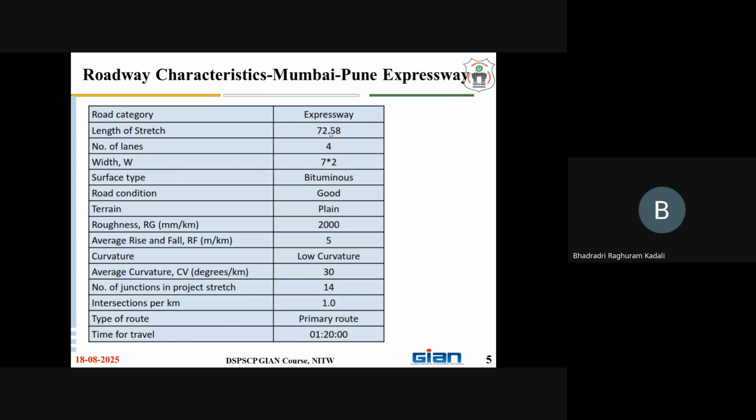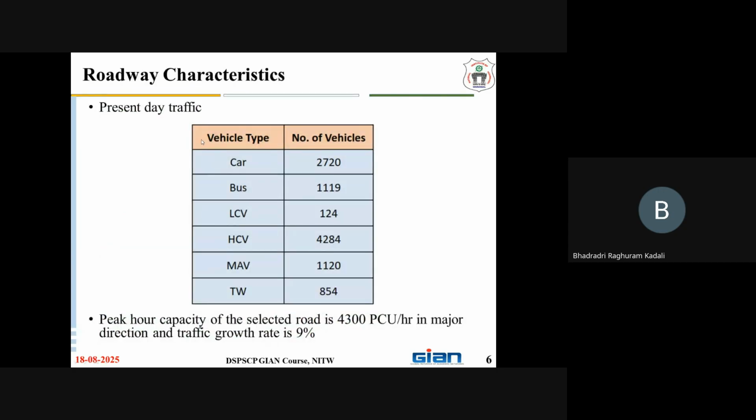According to the 72.58 kilometers and the design speed of around 120 kilometers per hour, the time of travel can be estimated as 1 hour 20 minutes. These are the present day traffic figures corresponding to the selected stretch. Generally this traffic is estimated continuously over 24 hours, with the 7-day traffic volume corresponding to that.